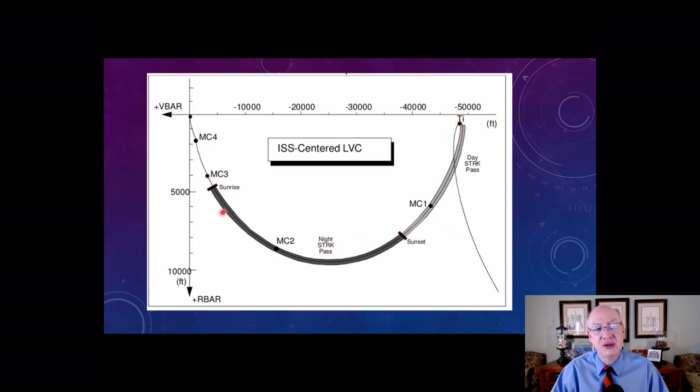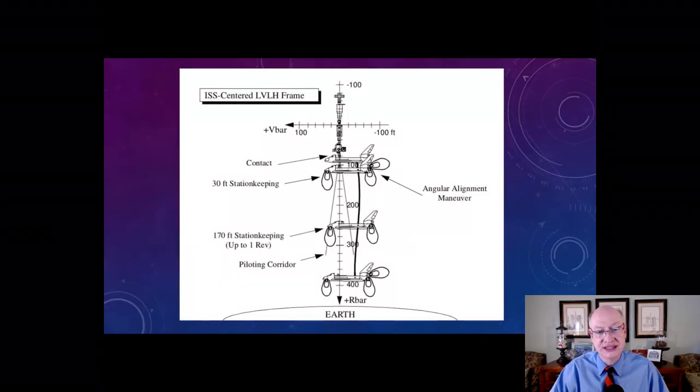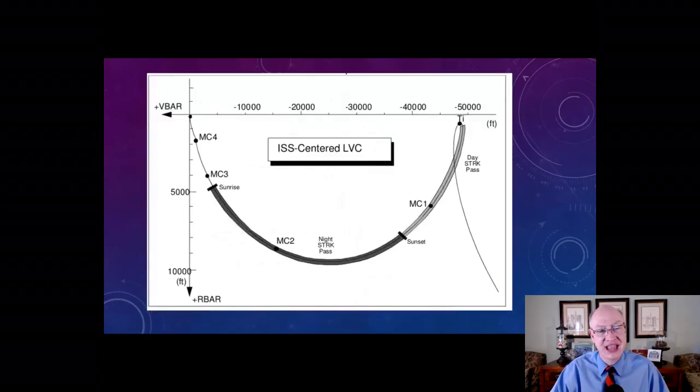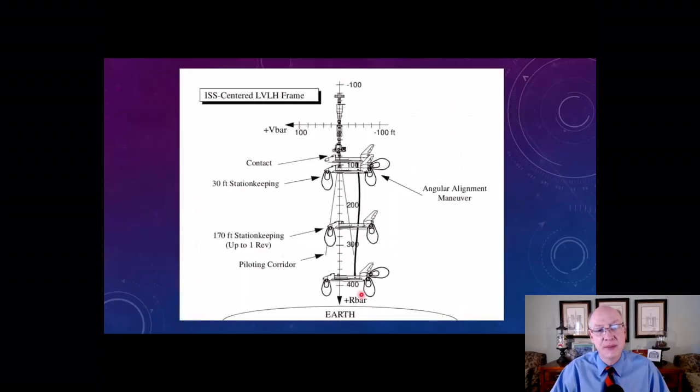This will be during the night portion of the orbit. Then the sun will rise, and then they will do the final docking here. The MC3 and the MC4 maneuvers is as the space shuttle, in this case, approaches the International Space Station from below, because in this case they're coming up from below to dock with the space station. As it's coming up from below to dock with the space station, they will stop at various points and do station keeping maneuvers to make sure that everything is under control and everything is working well.